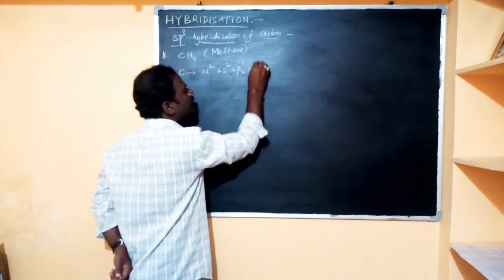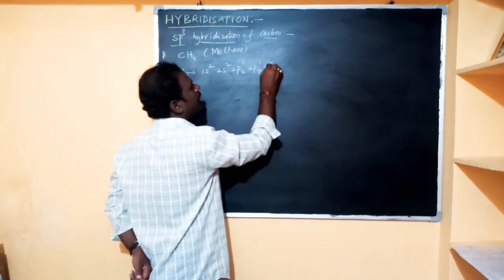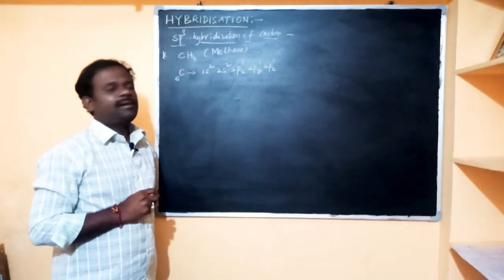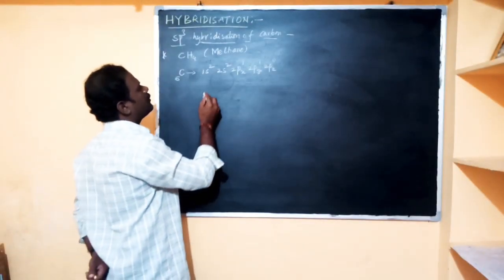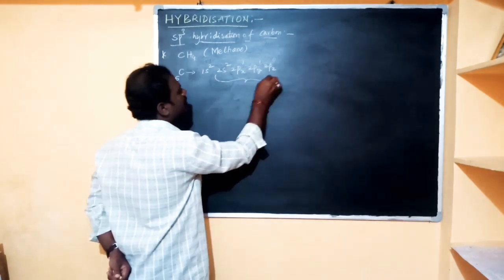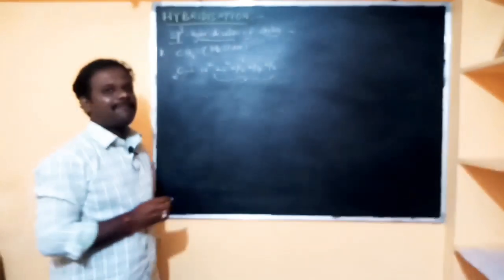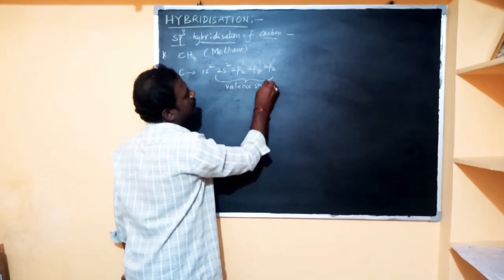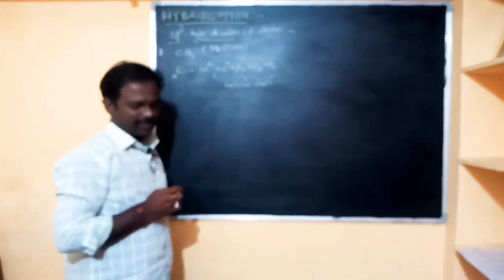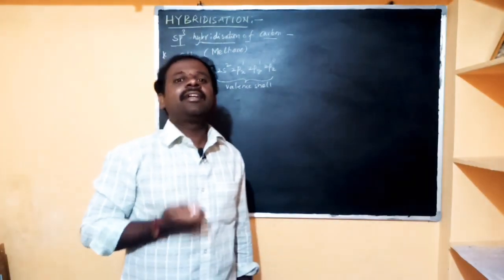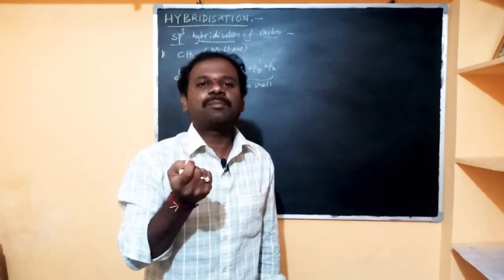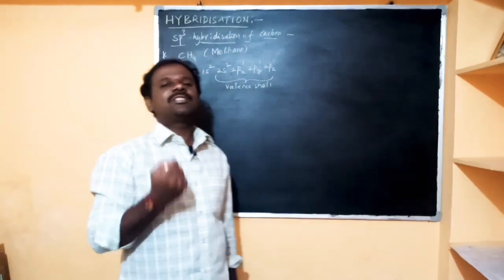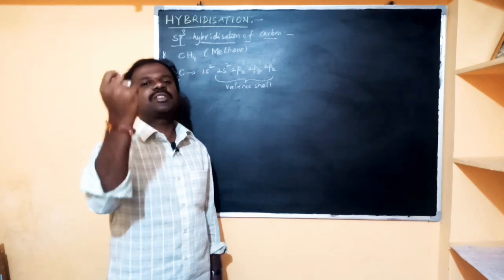2px1, 2py1 and 2pz0. Here is the orbital representation of the valency shell. What does valency shell mean? The valency shell is the shell containing the electrons present in the outermost shell.